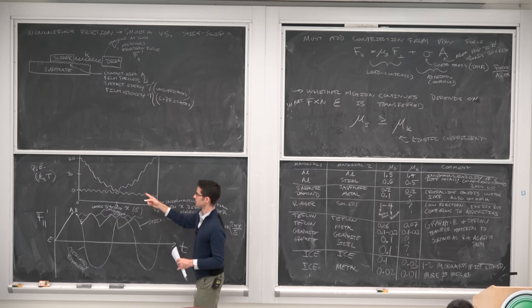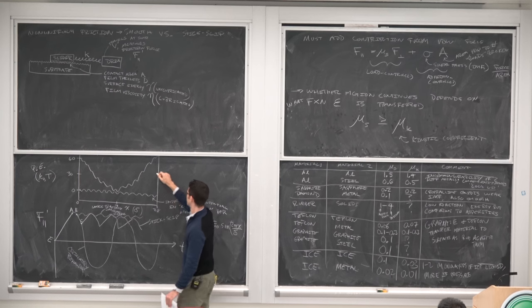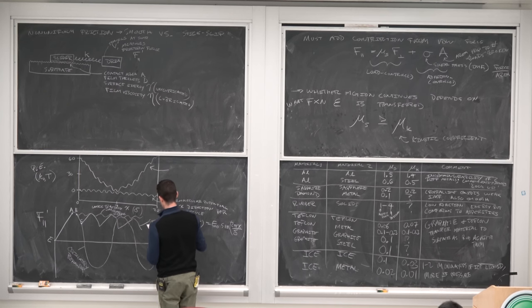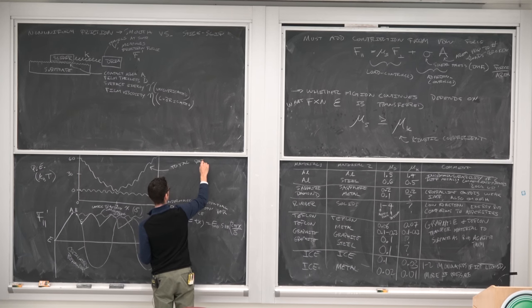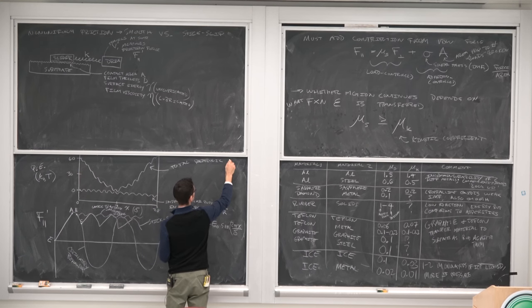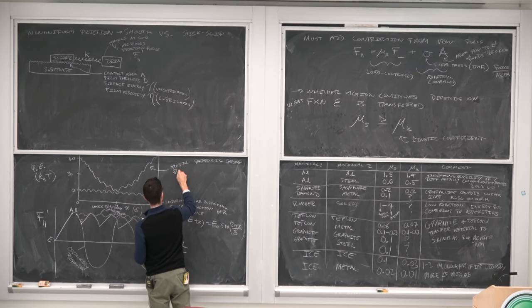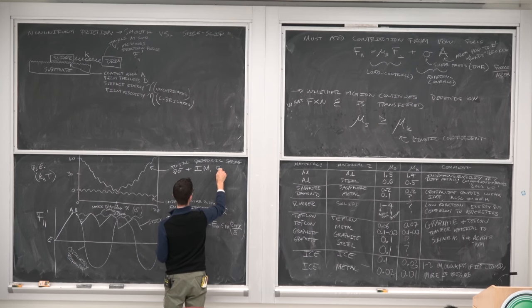Can you pretend that there are the same number of oscillations in here as there are here? This is the spring potential energy function. Total parabolic spring potential energy plus the intermolecular potential.